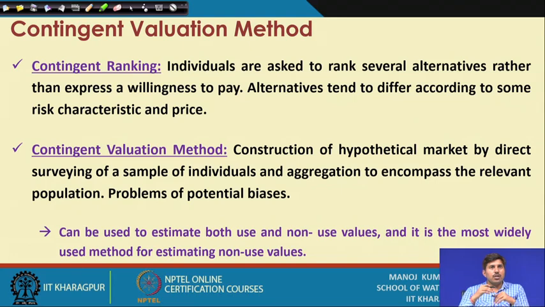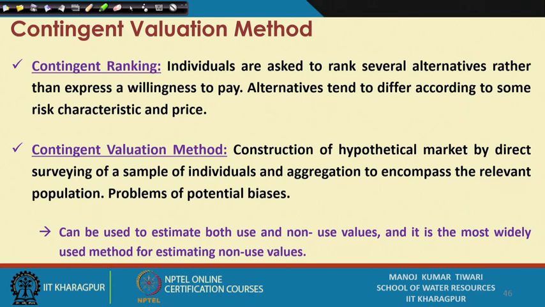Then we have the contingent valuation method, which is a simple method, again based on public perception. A hypothetical market is constructed by directly surveying a sample of individuals, and their aggregation is taken to represent the relevant population. So, there is a problem of potential bias, because it is based on people's perception. How much people value a particular water resource or water service can be surveyed, and based on that the resource or service can be valued. Many times individuals are not asked for a specific value, but are asked to rank several alternatives in order to express their willingness to pay. So, how much they will be willing to pay for a particular service.